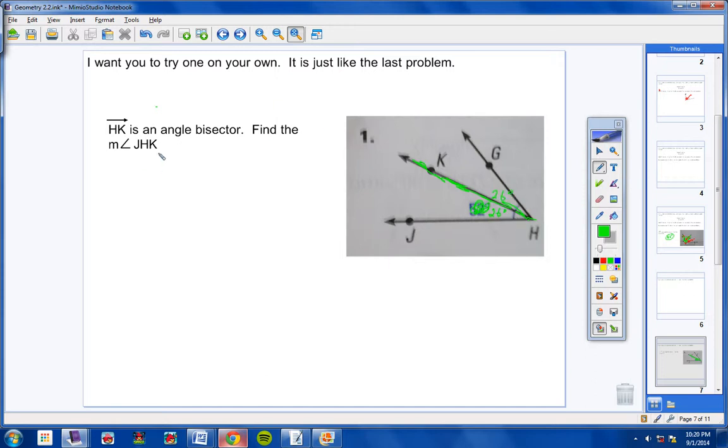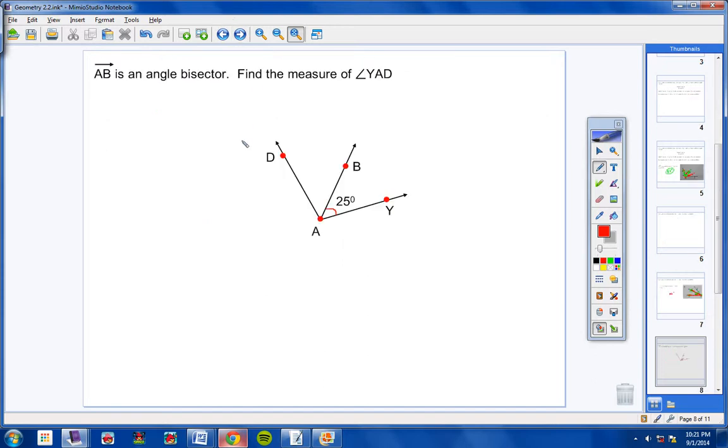So find the measure of angle JHK. Well, here's J, here's H, and here's K. So we're trying to find the measure of from J to H to K, angle JHK, this angle here, which is 26 degrees, okay? Moving on to the next problem. All right, let's try this one here. Please copy this in your notes.